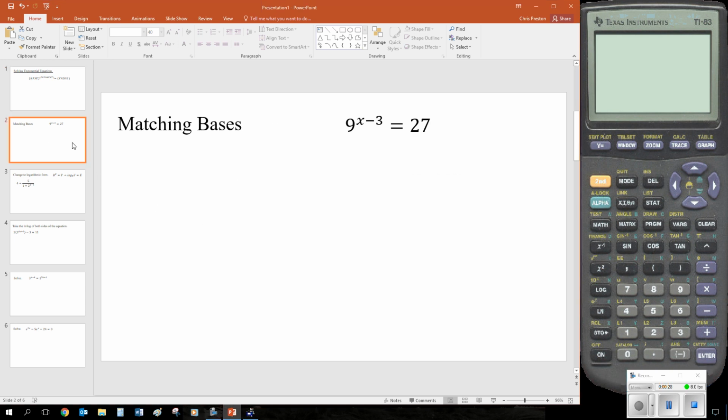The first thing you can do is try to match your bases on both sides of the equation. Sometimes the value on the other side will already be a power of your base on the left, and so you can just rewrite it in terms of that. But occasionally you'll run into situations like this where it's not. 27 isn't a power of 9, but there's a relationship between those two. Both 9 and 27 are powers of 3. And so we can take both of these down to a base of 3 and then approach solving the problem.